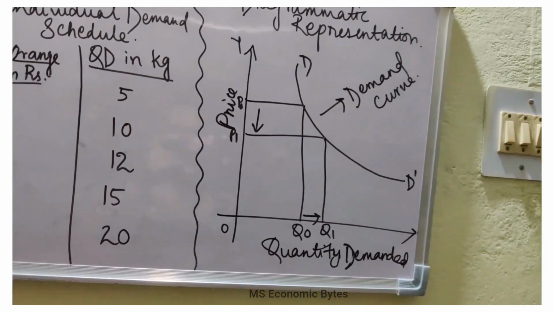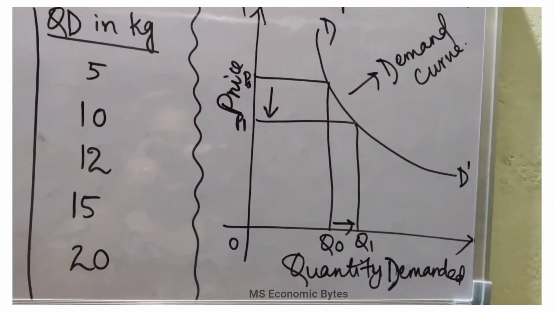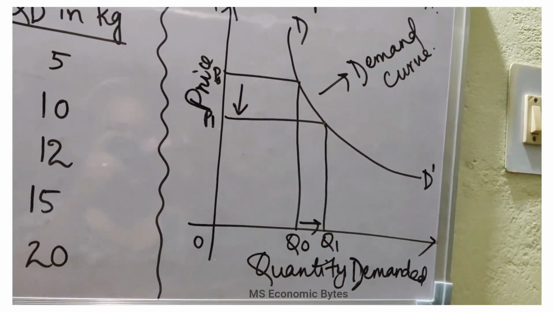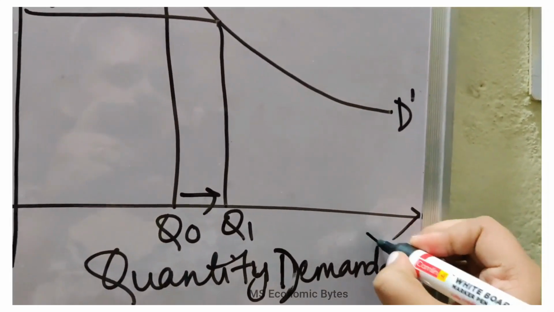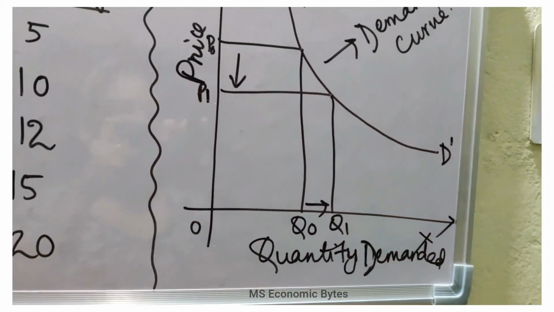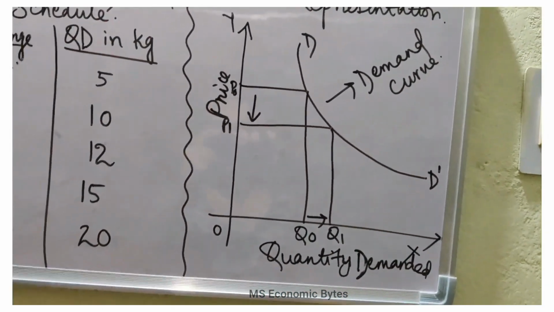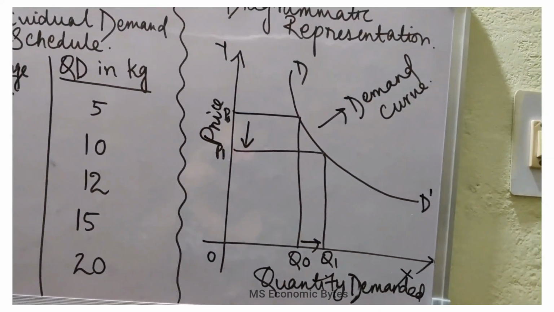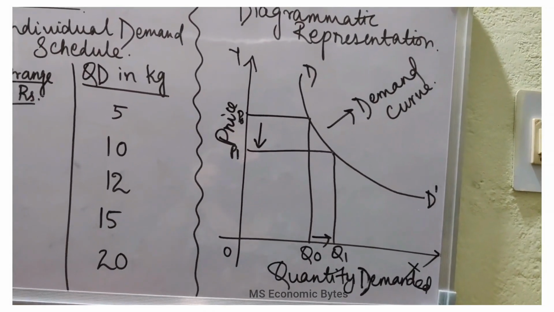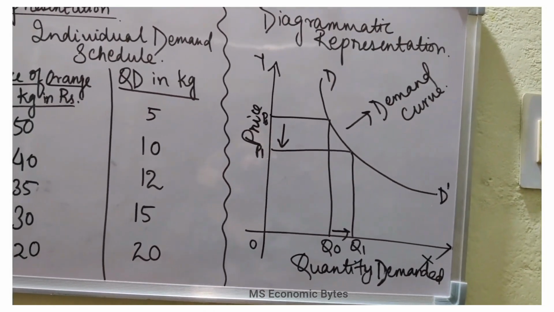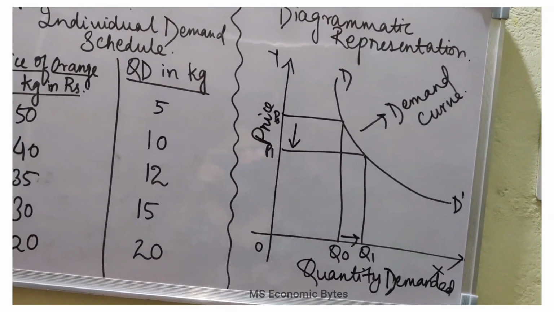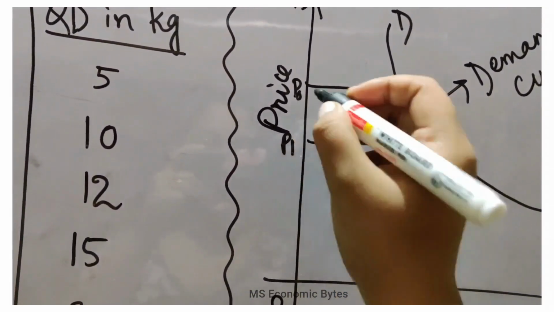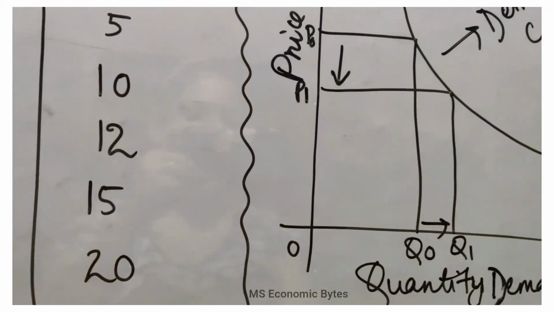Coming to the diagrammatic representation of the law of demand. Here we have the OX axis indicating quantity demanded of the commodity. We have the OY axis indicating price of the commodity. DD1 is the demand curve, which is downward sloping, showing an inverse relationship between price and quantity demanded of the commodity. Now initially the price is OP0 and the quantity demanded is OQ0.